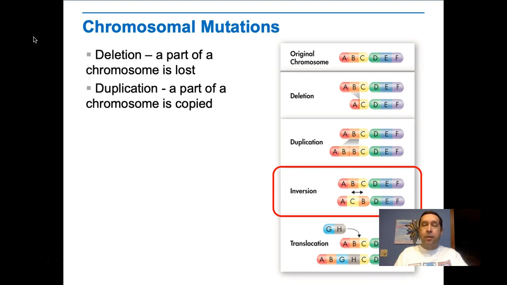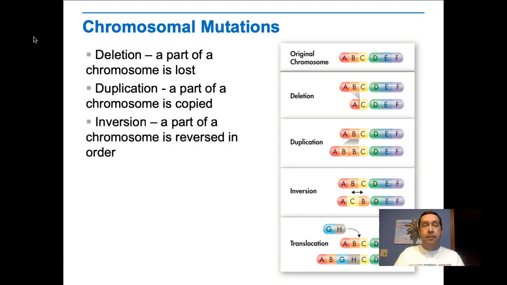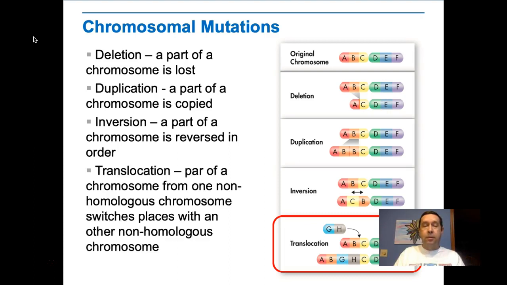Inversions are where part of the chromosome breaks off and reattaches in the wrong order. Remember, genes are read in a directional way, so that's going to have an impact on those genes in that inverted section. And then you have translocations, where genes from one chromosome are transferred to a non-homologous chromosome. So they probably don't have the right promoters and so forth to work properly.